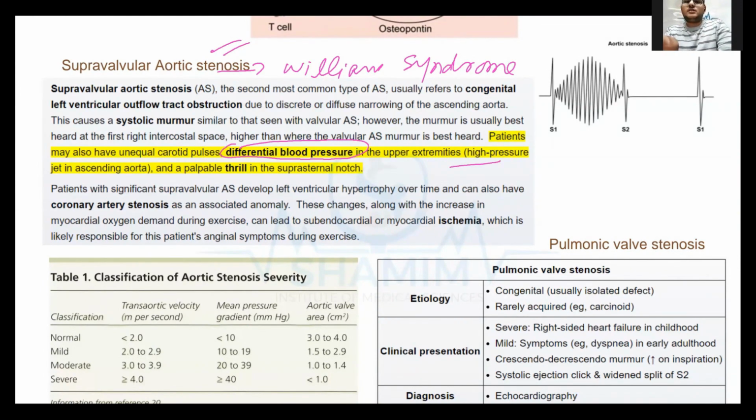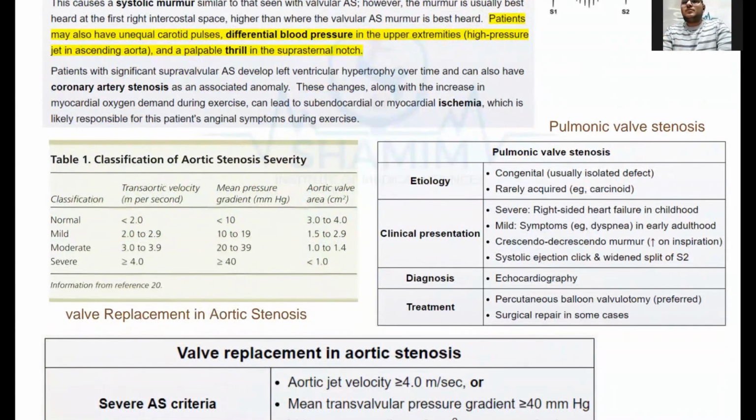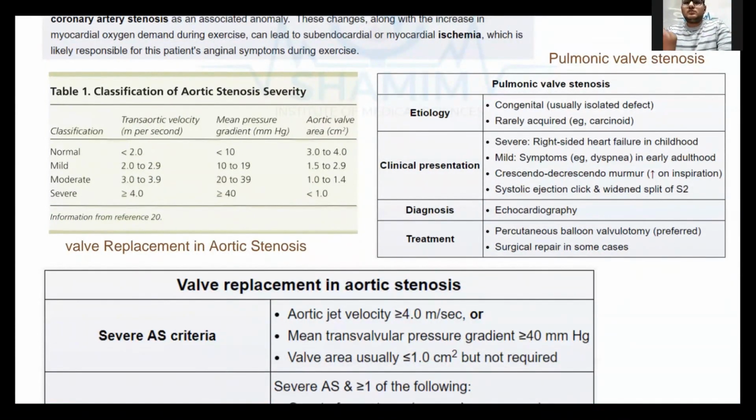Okay, high blood pressure in the ascending aorta. Okay, patient has unequal carotid pulses. We will study more about this in biochemistry. What is Williams syndrome? You should just know supravalvular aortic stenosis occurs in Williams syndrome. So the most important, what are the different classifications? It is not very important, but you must know the classification of aortic stenosis severity, which is severe. You should know only this.